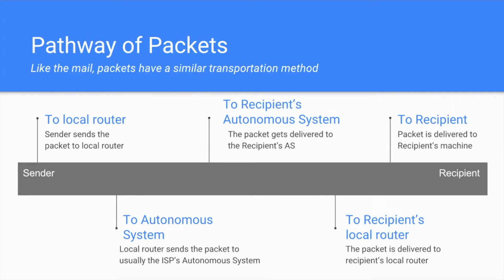And to start off with, senders send packets to their local router, and from their local router, that sends the packet to usually an internet service provider's autonomous system. And from the autonomous system, or we'll say AS for now, the packet gets delivered to the recipient's AS, and then it goes to the recipient's local router, and then from the recipient's local router, it gets delivered to the recipient's machine. So that's vastly similar to the way mails get sent, as it goes through the processing plant, different kinds of post offices, which are like routers, and then it finally gets to the recipient.